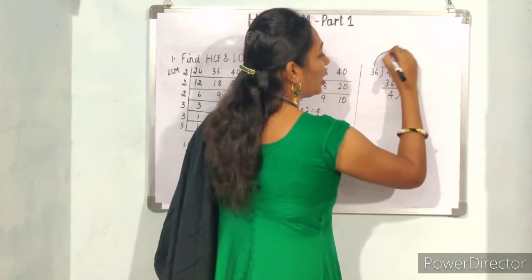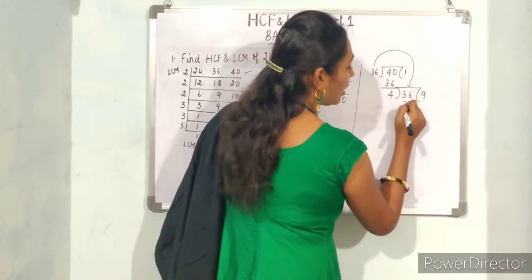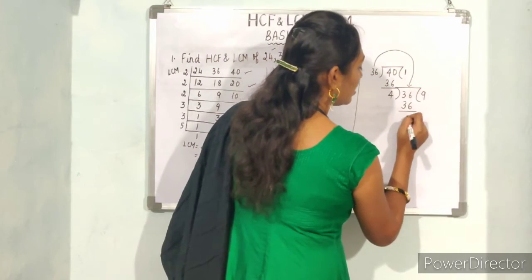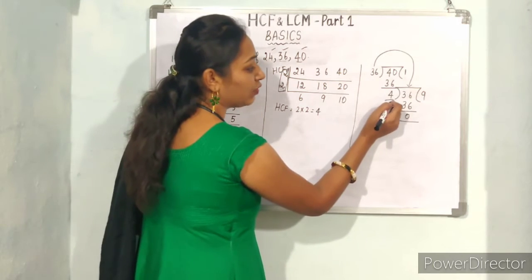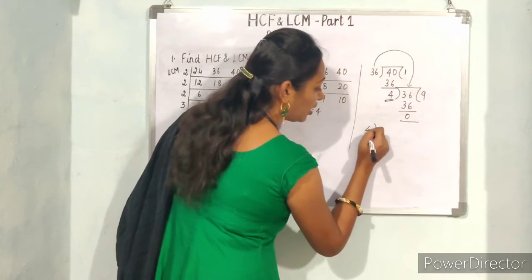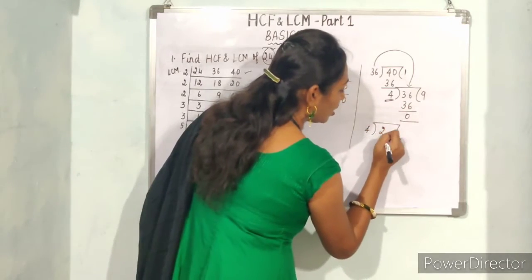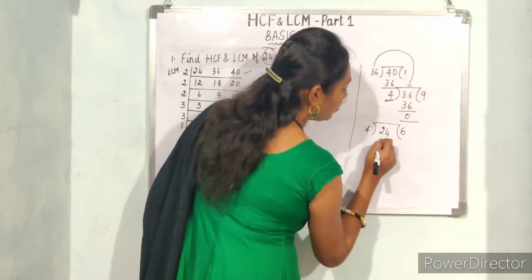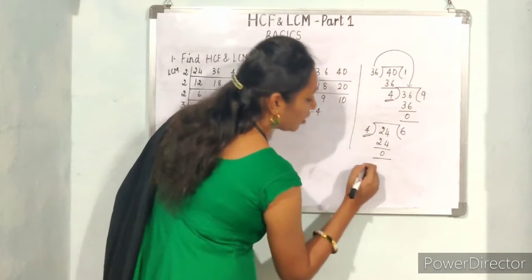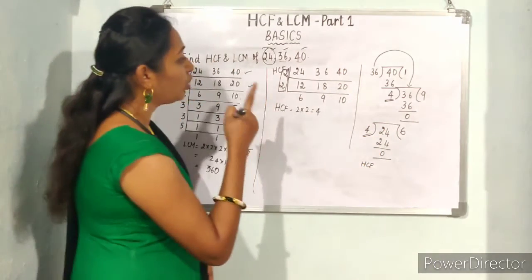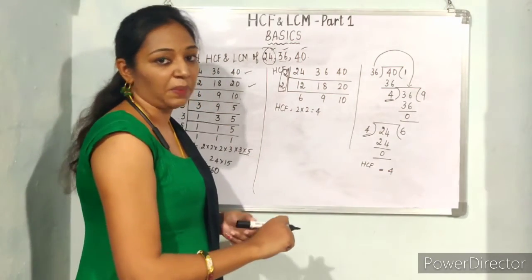Now you have to bring this 36 here. If you bring this 36 here, it divides 9 times. So 9 4s are 36. The remainder is 0. So for these two numbers, 40 and 36, the HCF is 4. Now you have to take that HCF and the one more number, 24, and divide it. So 4 divides 24 6 times, and you get 24. So the remainder is 0, and this is the HCF. So HCF of 24, 36, 40 is 4. In both methods, you will get the same answer.